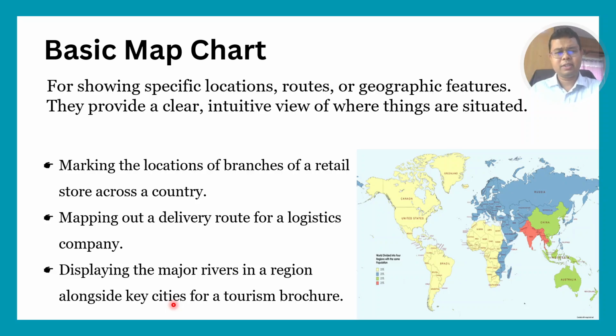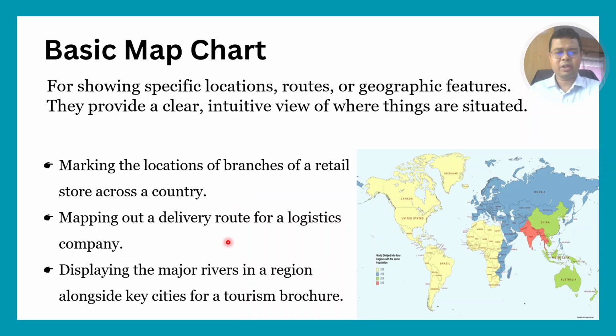It provides a clear, intuitive view of where things are situated. It's related to distribution, right? You can show it in a distribution table, bar chart, or column chart, but you can also show it in a basic map chart, marking the location of branches, for example, of a retailer store across the country. For example, we have lots of super shops, so someone would like to see the location of the retailer shops. So we can use the basic map chart, right?